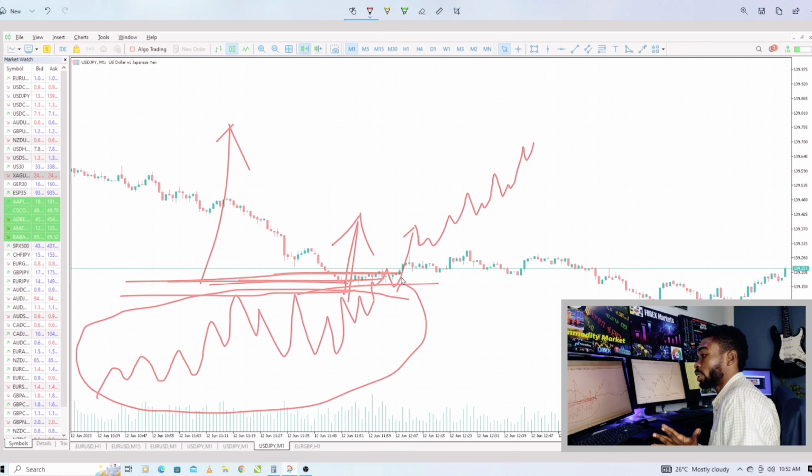Now, after you have the habit of a successful trader, this is what's going to happen. Let's say your account is very small. Let me clean this.